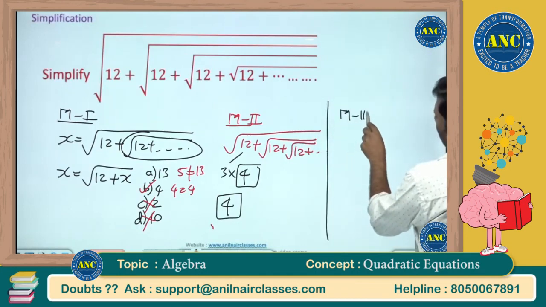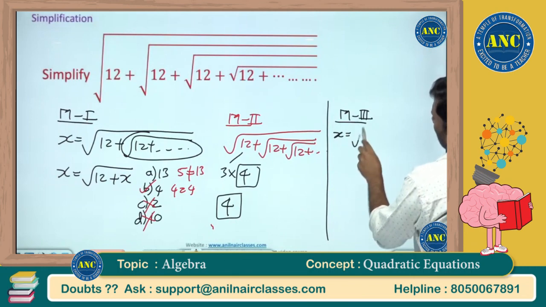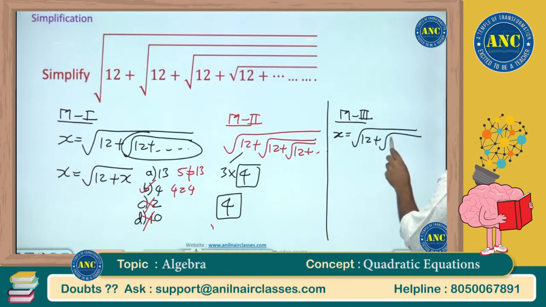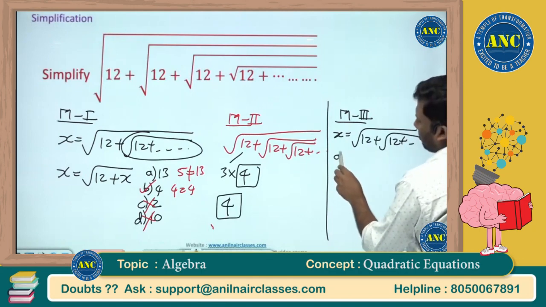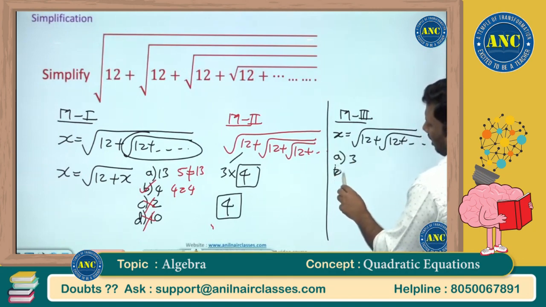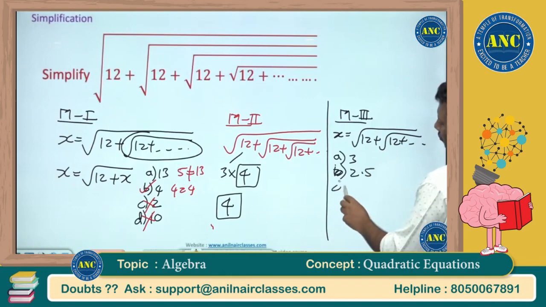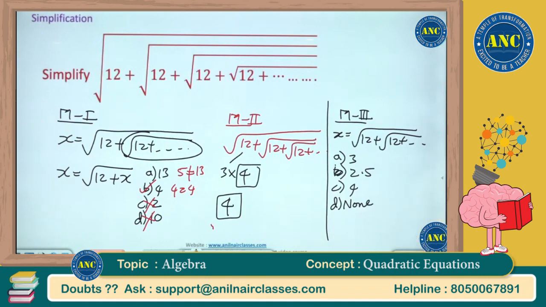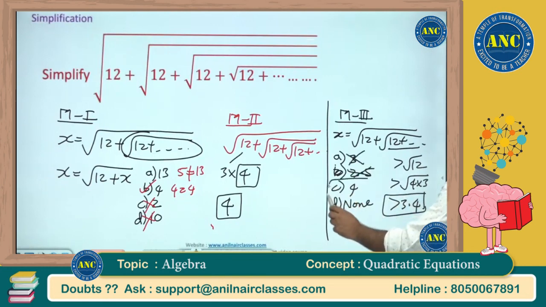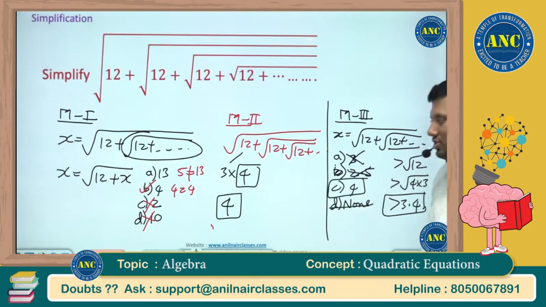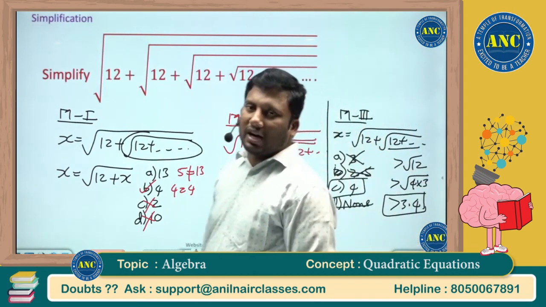Method 3. X is root of 12 plus, root of 12 plus, and so on. If the options are 3, 2.5, 4, and none of these: root of 12 plus 12, root of 12 plus, it is positive. The answer is greater than root 12, which is greater than 3.4. So the answer for this question is none, meaning all three are wrong, but 4 can satisfy the equation.